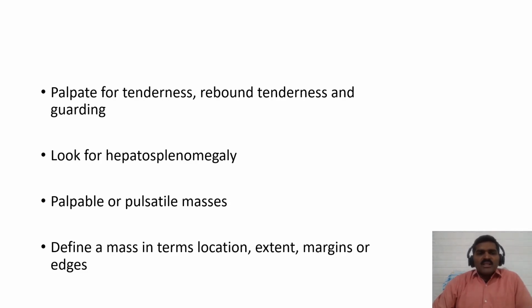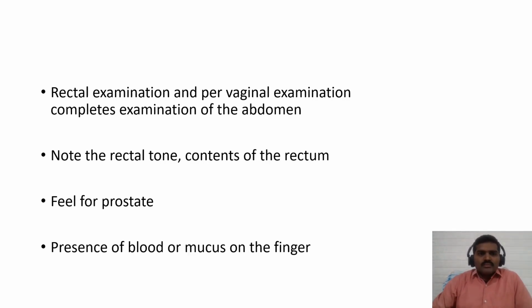No abdominal examination is complete without performing a per rectal examination and also a per vaginal examination in a female, which completes the abdominal examination. Note the rectal tone, contents of the rectum, feel for the prostate in males. The presence of blood or mucus on the finger when you withdraw it is of utmost importance in diagnosing lower gastrointestinal bleeding.